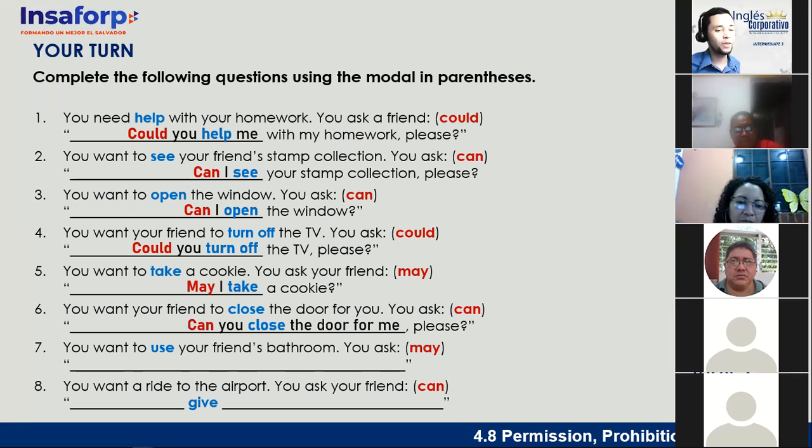What about number seven? You want to use your friend's bathroom. I see a bathroom porque está en la casa de él. Okay, so you want to use your friend's bathroom. So you ask, volunteer.